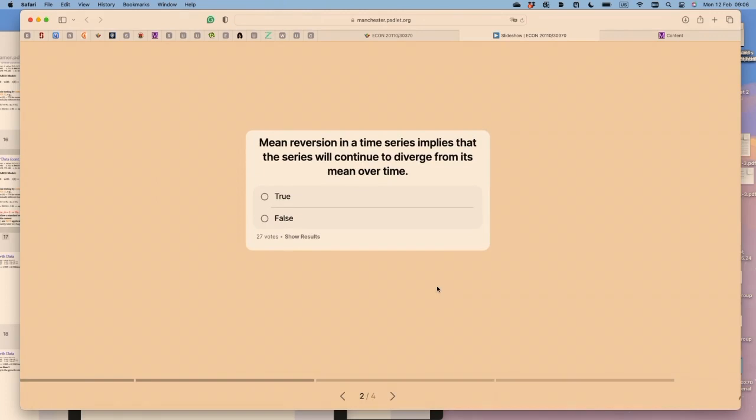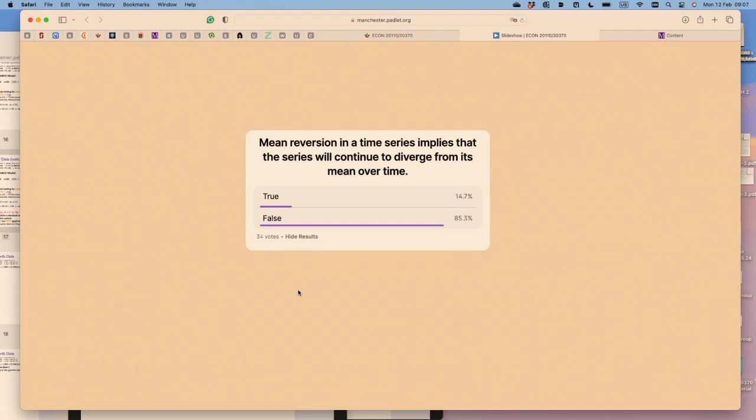So the first one is supposed to be very straightforward, basically testing whether you understand the definition of mean reversion. Here it says mean reversion in a time series implies that the series will continue to diverge from its mean over time. Is this correct or false? Obviously, it's a false statement. Mean reversion means that the series will tend to revert back to its mean, not diverge. If it were indeed a divergence, that would be mean divergence rather than mean reversion. So the first one is a false statement.